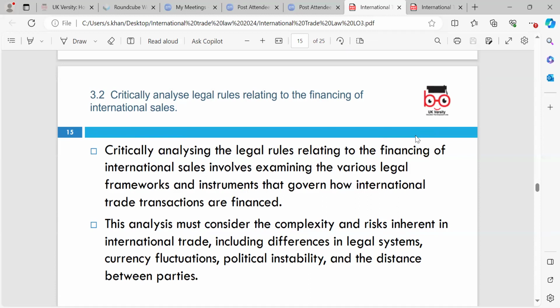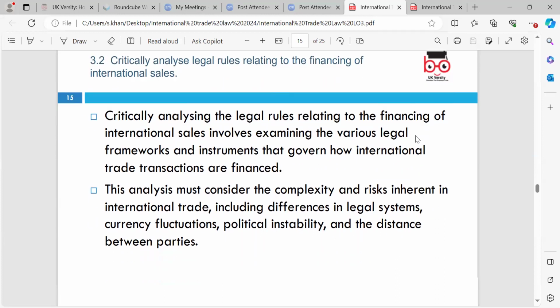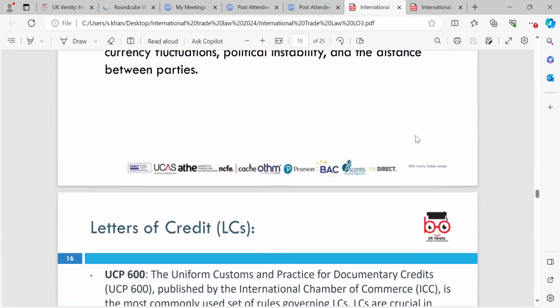We then went on to 3.2, which was to critically analyse legal rules related to the financing of international sales. So critically analysing the legal rules related to the financing of international sales involves examining the various legal frameworks and instruments that govern how international trade transactions are financed. And we also looked at the differences in legal systems, currency fluctuations, political instability, and the distance between parties.